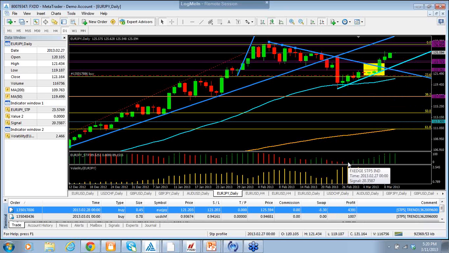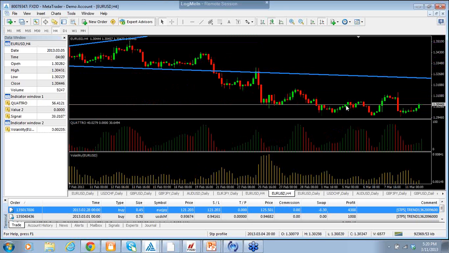We had a change from red to green, got us into a buy trade, and basically we've just taken it all the way up. And that euro yen is still running strong. 440 pips there. That's a good place for us to be. Let's take a look at our 4-hour trades now.